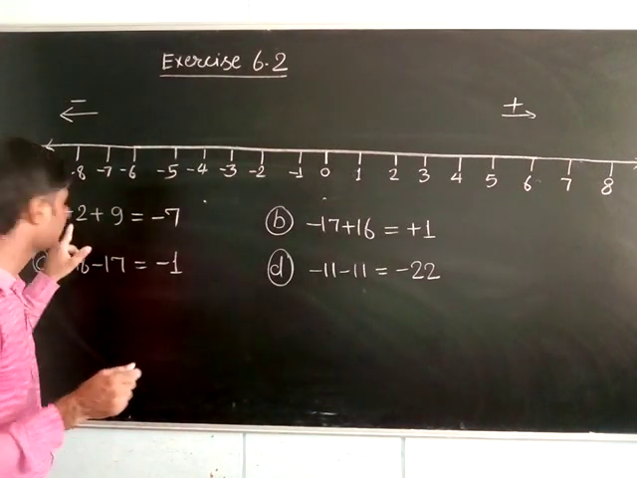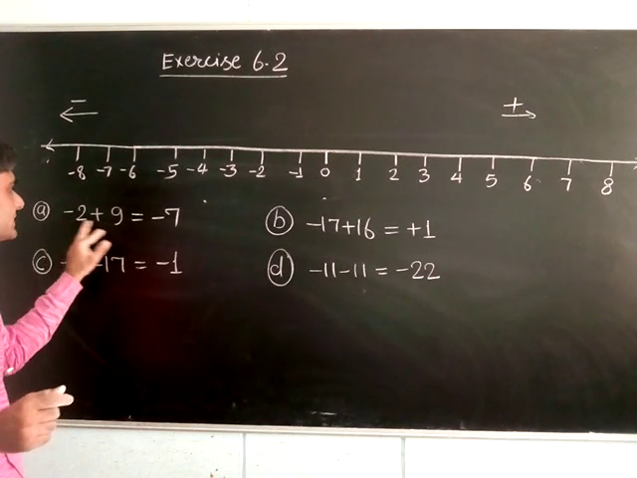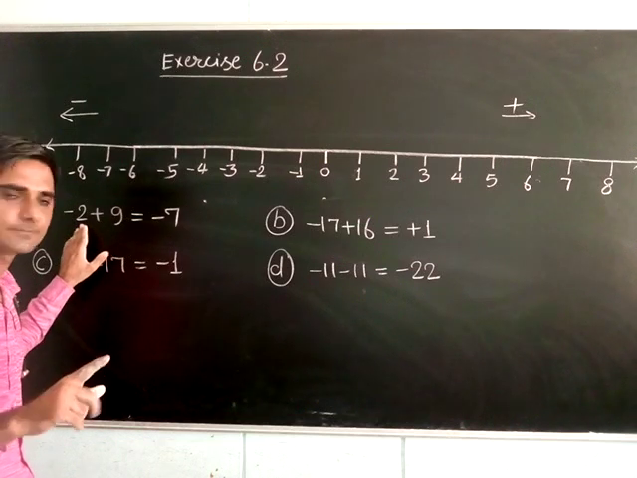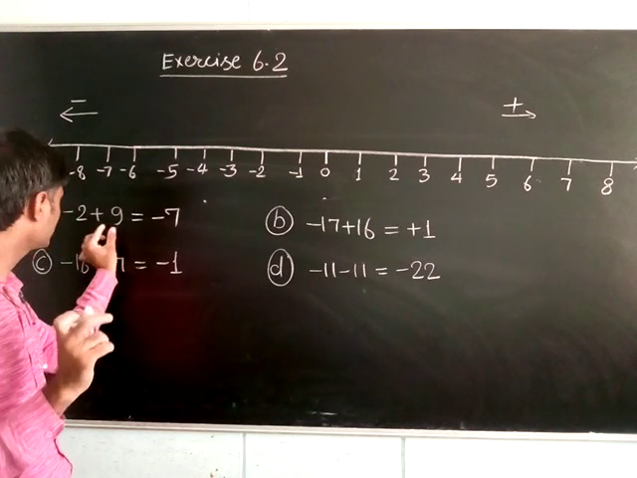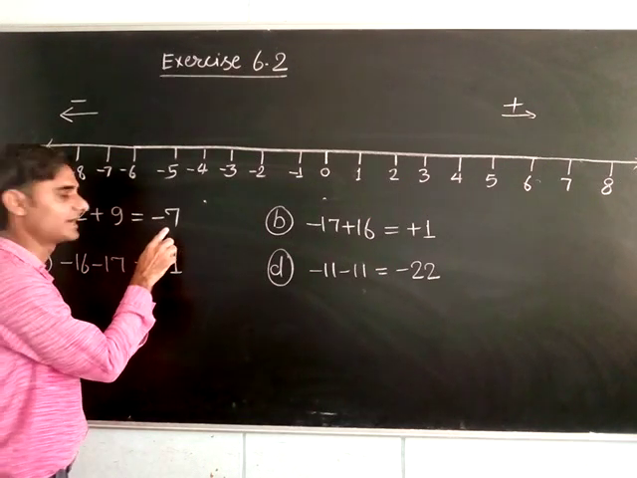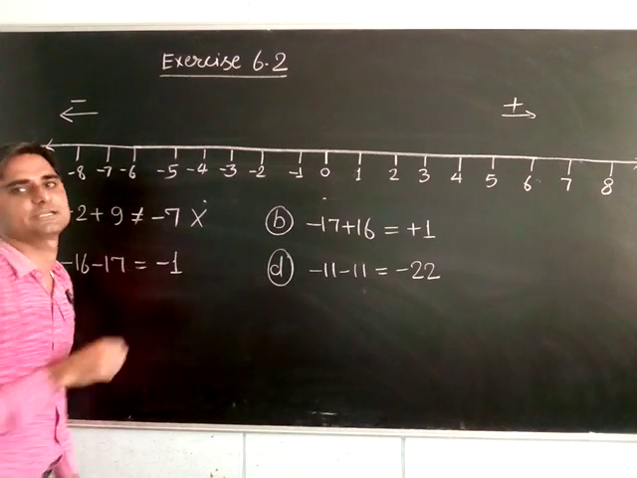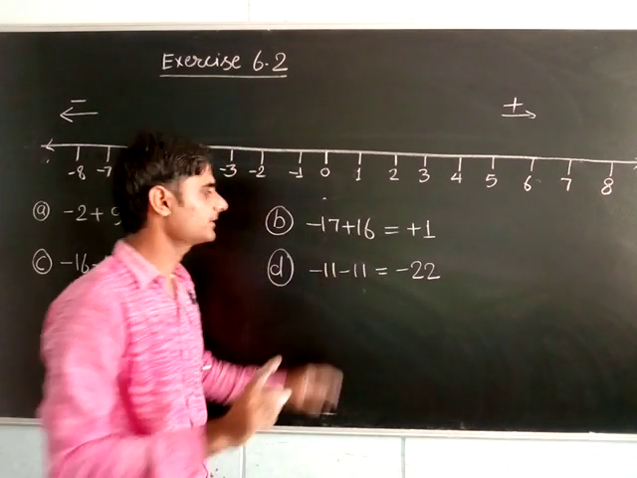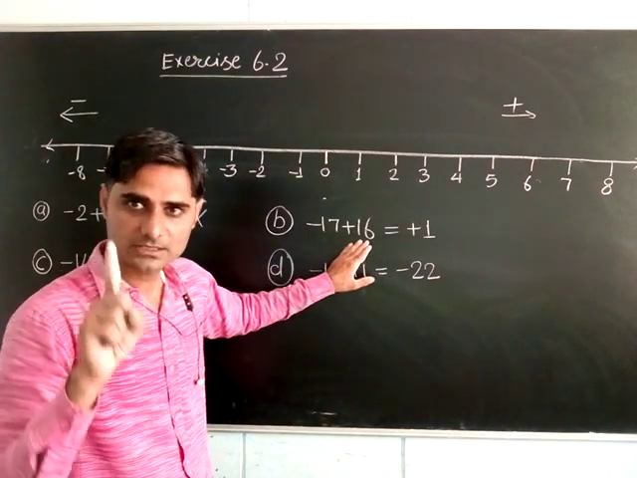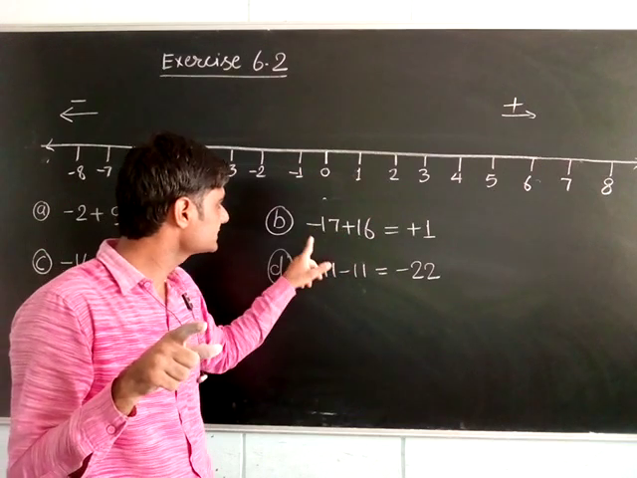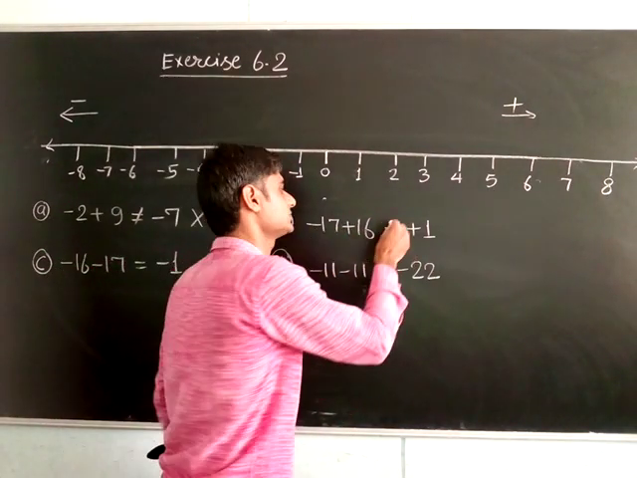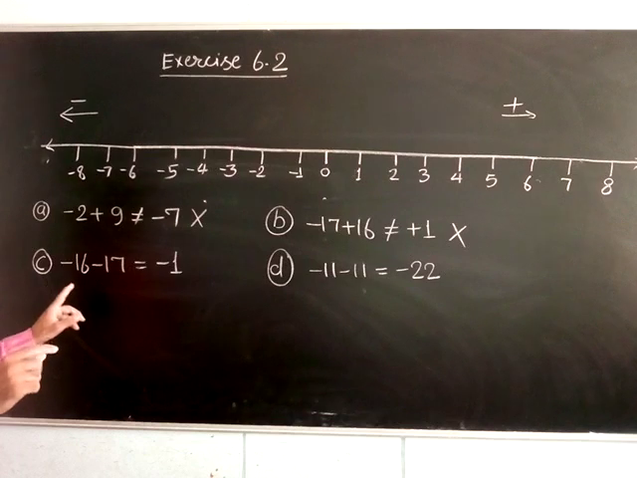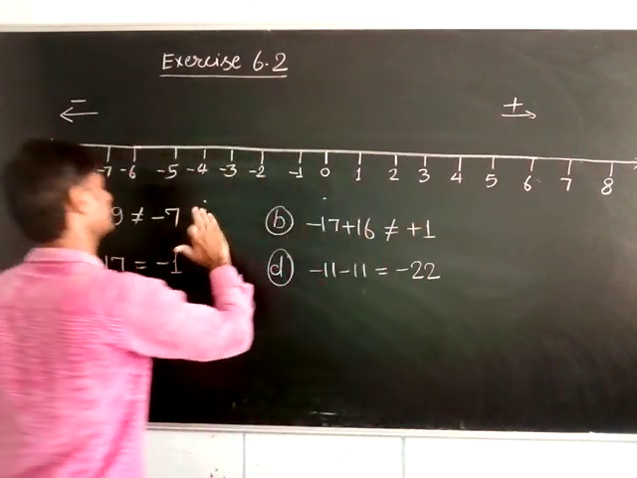Let us see. This one is minus 2 and plus 9. Different signs are there. We have to subtract. 9 minus 2 is equal to 7. Which sign will come? Plus 7 will come because this is greater. But here what is written here? Minus sign. So this is not equal. This option is wrong. Next one, minus 17 plus 16. Different sign. Just subtract them. 17 minus 16 is equal to 1. Sign of the greater number. This is greater. Greater is negative. So here negative should be there. So this is also not equal. Wrong.